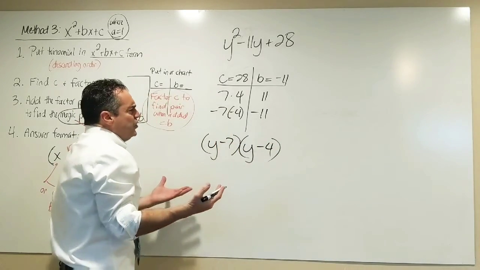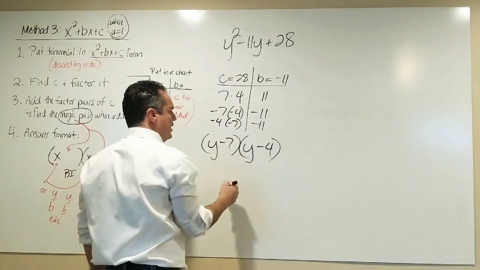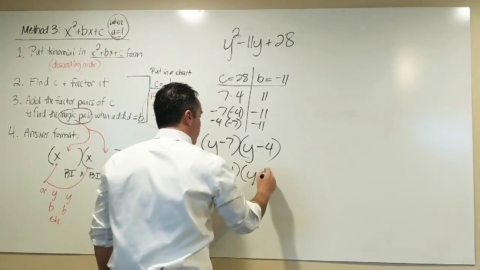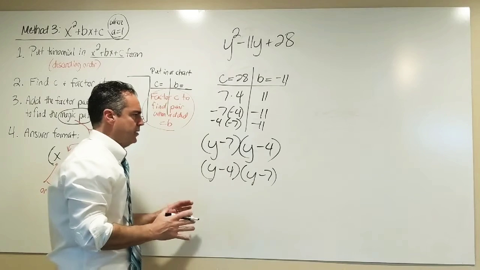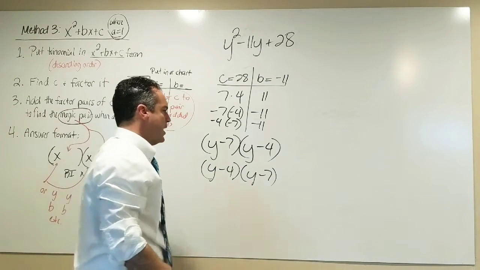Now, what if you had written -4 and -7 like that? They would still make -11. So you would have ended up with y minus 4 and y minus 7. Now we have discussed this at length. These two things are the same, okay? Let's prove it one more time.